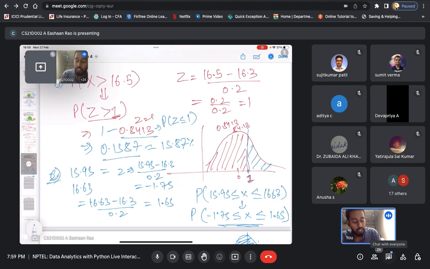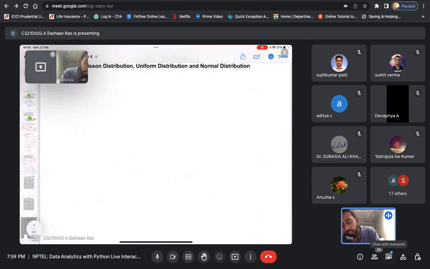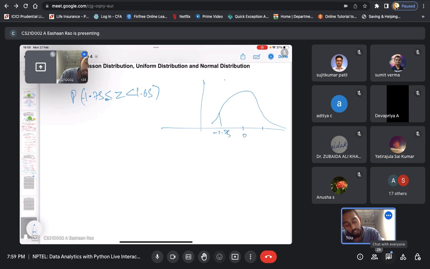So for this, I need to identify the values here. How can I identify the values? Let me do that on a different page. So I have this now, minus 1.75 to 1.65. z between, I have to find this interval. In this scenario I might have somewhere here 0, so minus 1.75, and here 1.65. So I need to find the area under this curve. Okay, so I need to find the value of each from the z table, and then I have to just subtract it.